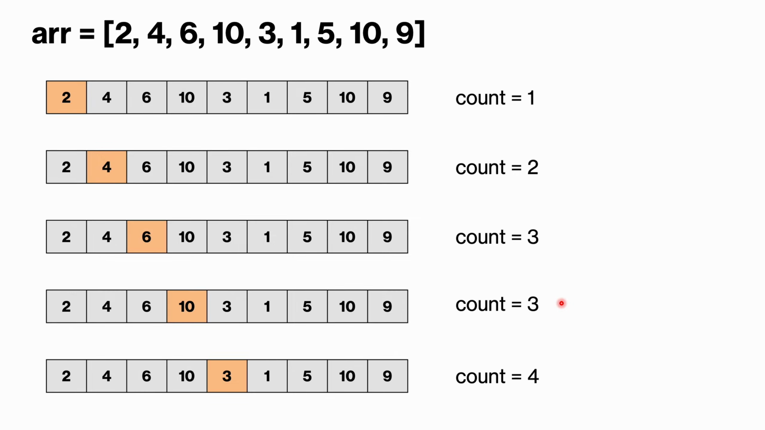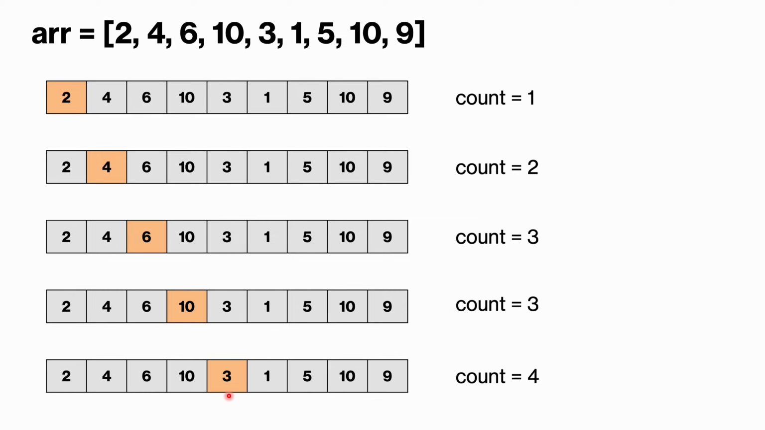Let's go through the array step by step. For 2, do we have any element greater than it? Yes, we have 4, 6 and 10. So the count is 1 now. For 4, we have 6 and 10 greater than that. So the count is 2. For 6, we have 10, right? Also 9. So the count is 3. For 10, do we have any element greater than 10? No, right? So we are just skipping and the count remains the same.